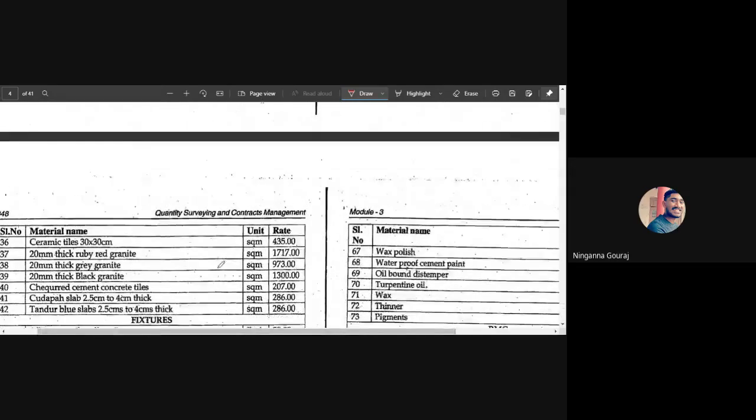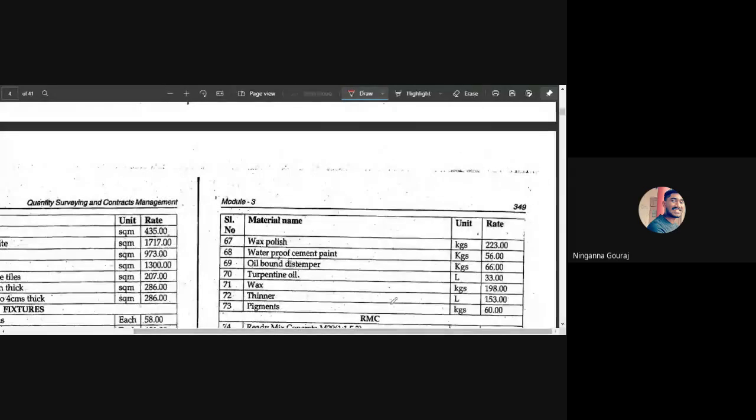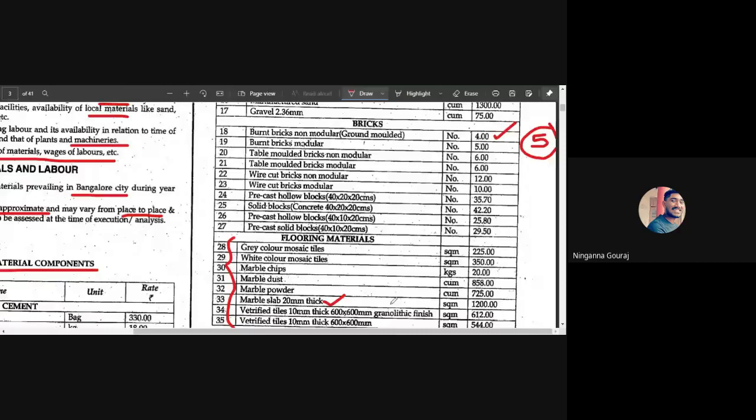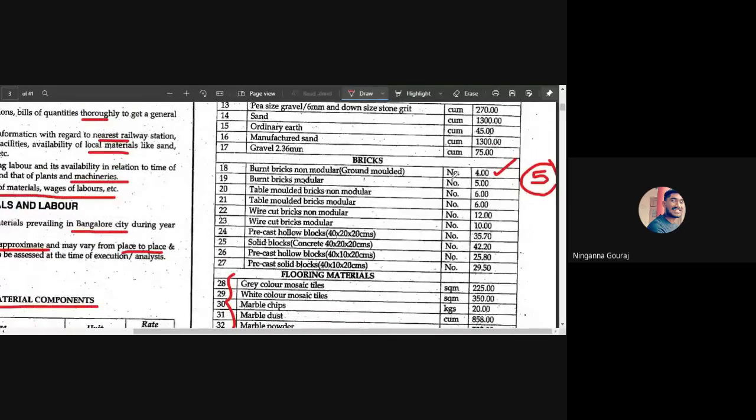Sir, these bricks are measured in brass, sir. Bricks are measured in brass? Sir, what do you mean by that? Not brass, bricks are measured in terms of number. Where is brass mentioned? No, sir, I am casually asking you. It is burnt brick which they are using, and they are usually measured in numbers.